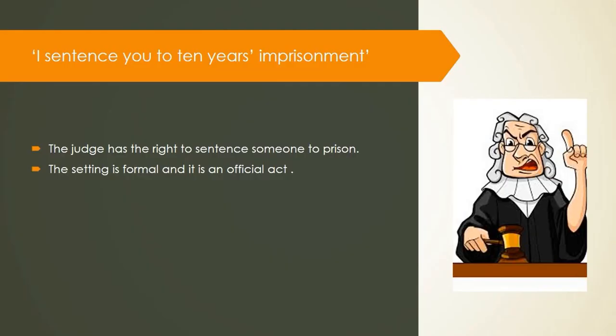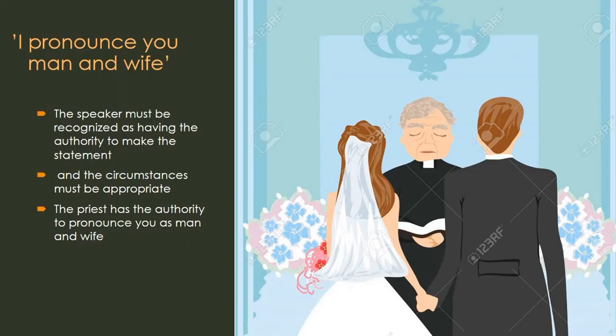Like, I sentence you to 10 years imprisonment. The judge, as the speaker of this sentence, has the right to sentence someone to prison, and the setting is formal and it is an official act, as you can understand from the utterance. Like, I pronounce you man and wife. This is a sentence that you can hear when somebody is getting married. So the speaker must be recognized as having the authority to make the statement. So it is the official person who can say this sentence officially.